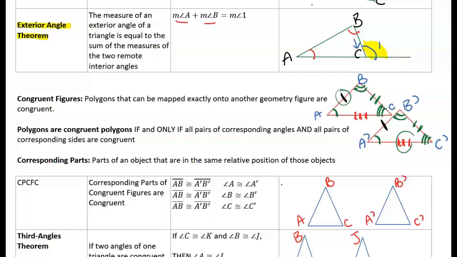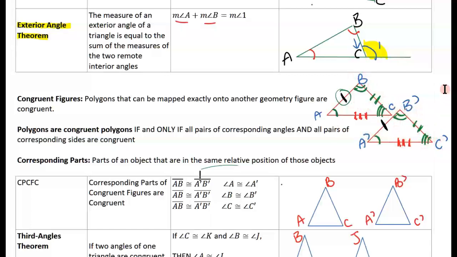So our corresponding parts are our matching parts. They're in the same relative position. Okay, so congruent figures, two figures that can be mapped onto each other. The corresponding parts are the parts that are in the same relative position. So in this case, my base is AC. To the right of AC is BC. To the right of A prime C prime is B prime C prime, and so forth.